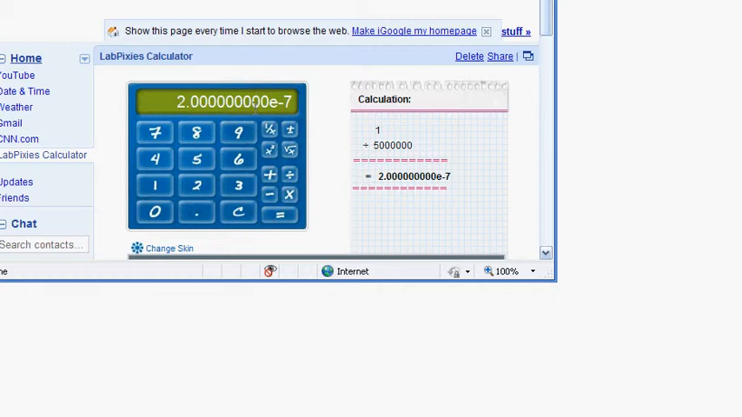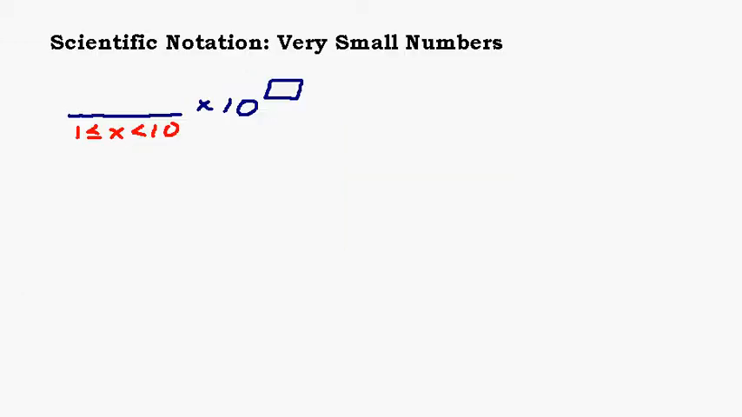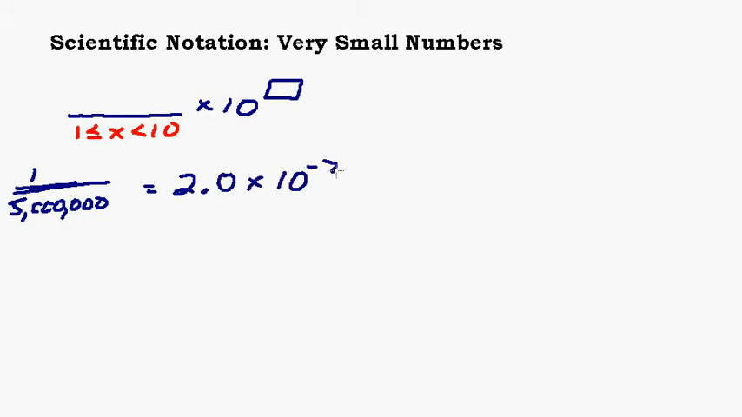Now all these zeros right here don't really mean anything. A decimal and a bunch of zeros. So I'm going to transfer this to the other board, but I'm not going to write all those zeros. So the answer we got when we did 1 divided by 5 million, or 1 over 5 million, same thing, is 2.0 times 10 to the -7. My calculator said 2.000, a bunch of zeros, and then e -7. What that means is times 10 to the -7th power.